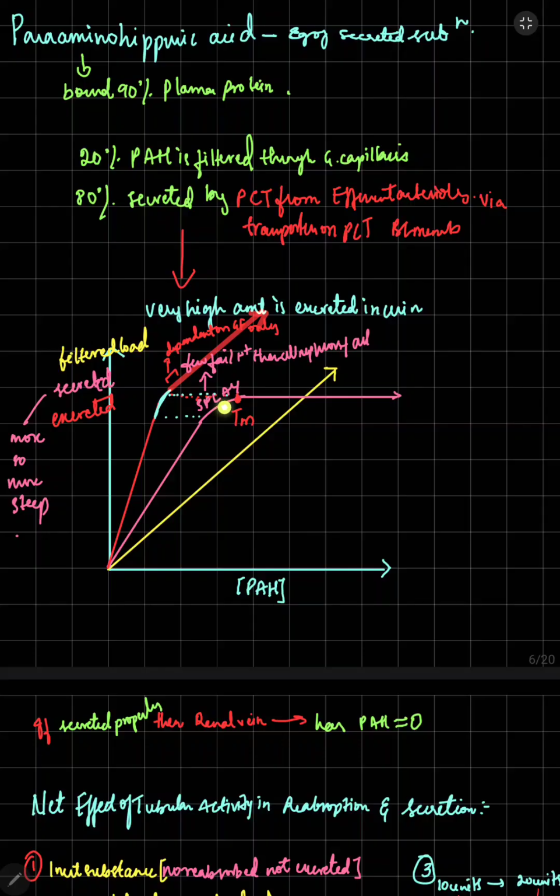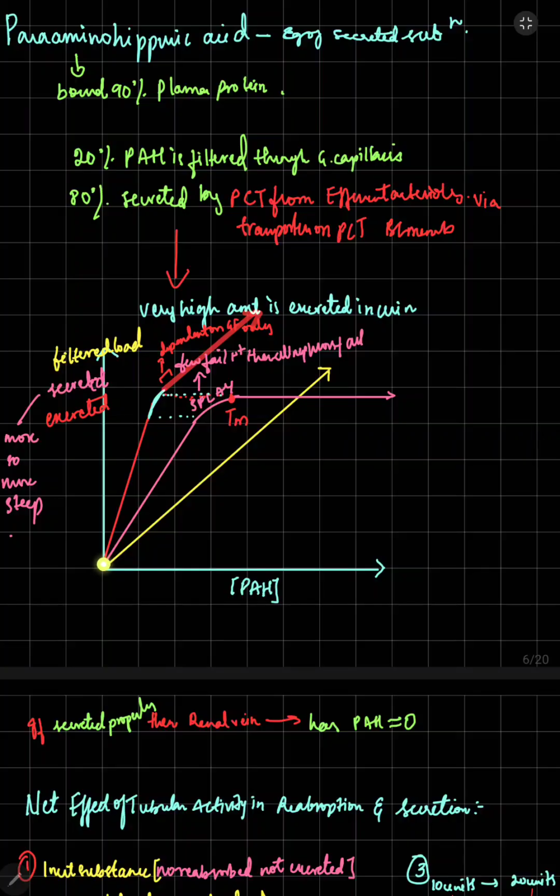So there is a bend, and there is a point called Tmax where maximally all nephrons get saturated for their maximum secretion of PAH, and hence the graph gets constant as no further amount of PAH is excreted. What happens in case of excretion? So excretion is increased, and you can see the slope of excretion is steeper because 80% is secreted, right? And the excretion slope is steeper because it is the combination of filtration and secretion.